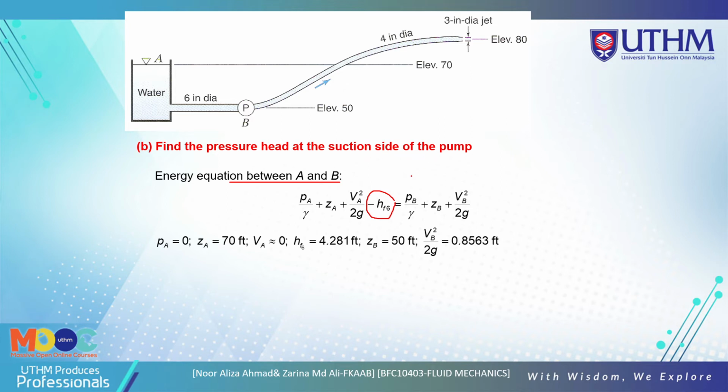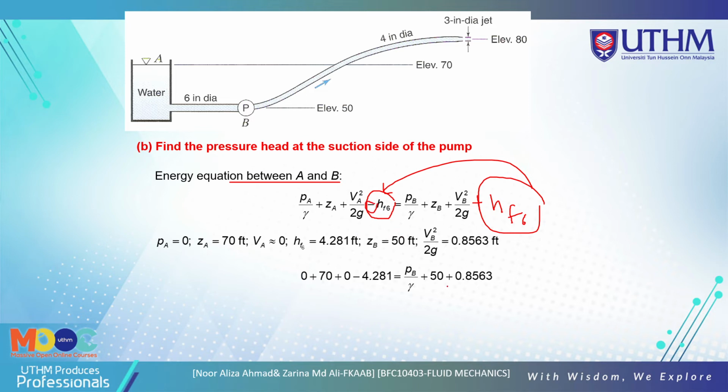So they have actually the head loss and there are the friction loss only. Neglect the minor losses. So the HF is from this side, HF6. We just put the HF to this side, so that's why we get the negative here. So just put all the values until you get the PA is 0, ZA, and VA is also 0.